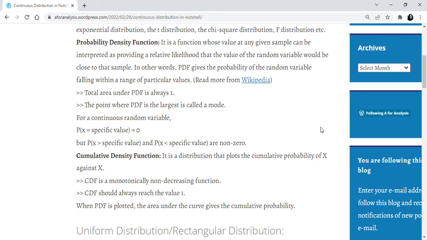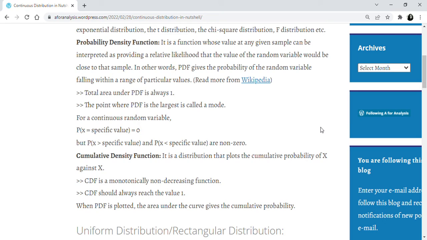A few characteristics of probability density functions are that the total area under the probability density function will be 1, and the point where the probability density function is largest, because this is a curve and we can see where the value is large and where the value is small, is known as the mode.